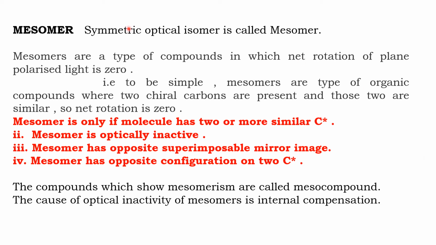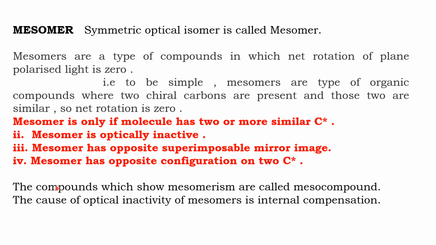Hence, we could explain that mesomers are symmetric optical isomers. They are compounds in which the net rotation of plane polarized light is 0, and this is due to internal compensation. They contain two or more chiral carbon atoms, and mesomers are optically inactive. They have a non-superimposable mirror image. Mesomers have opposite configuration on the asymmetric carbon atoms.